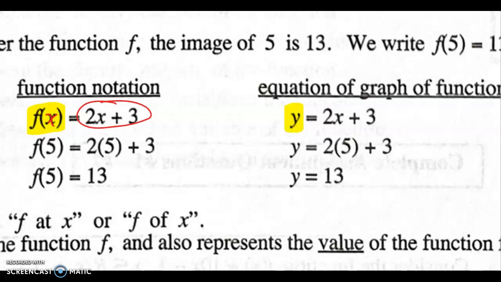Now, as an equation, we simply wrote y as the output. Output is equal to 2x plus 3. But again, in function notation, we're saying this function with the input of x is equal to 2x plus 3. So again, just a different way of writing it.